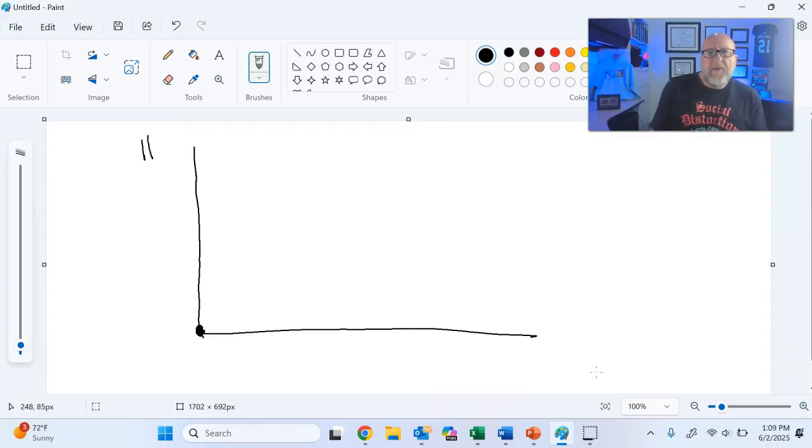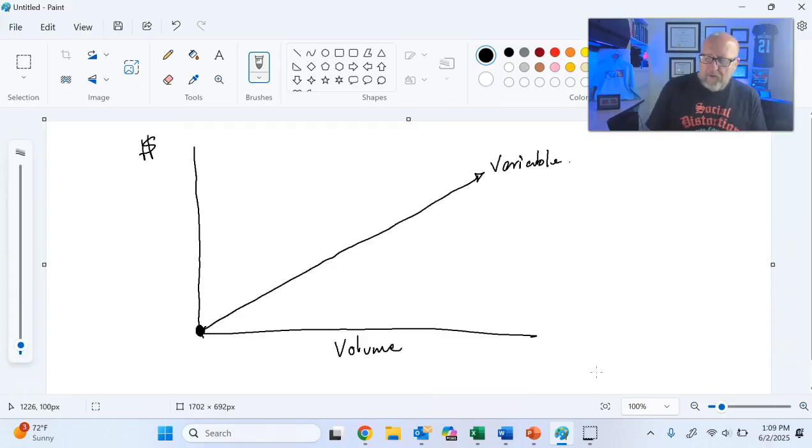And if I think of the y-axis as being cost and the x-axis as being volume, the number of tables that I make, the more tables that I make, the more it's going to cost me. And so I could treat this as a variable cost. I don't know if we want to get into specifics just yet, but say that it costs me $25 for every table that I make.